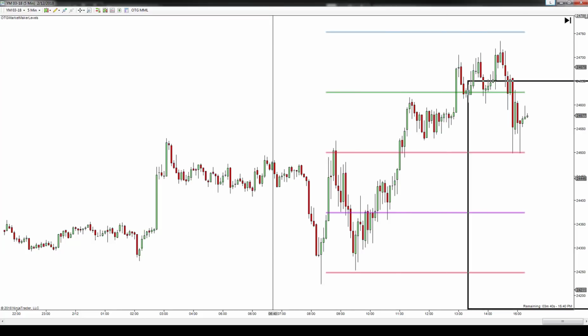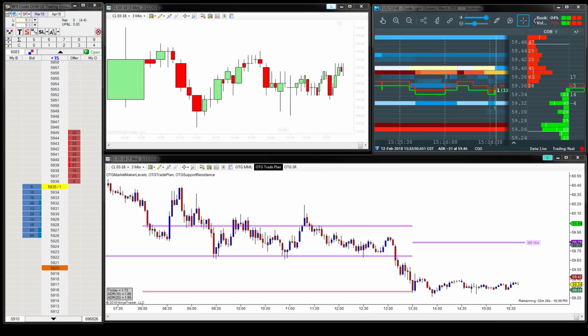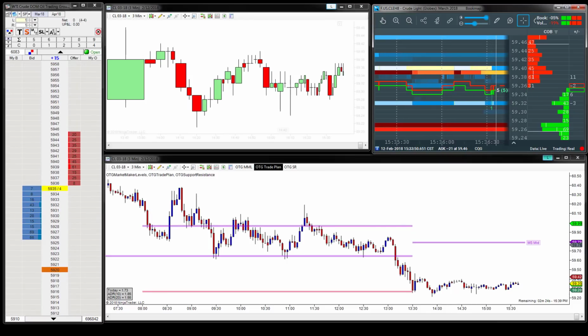Once we teach you the information on these market maker levels, you're able to trade those in other futures markets like you saw there. And they do provide you with some excellent opportunities to get into the market like we showed you today on the ES. So I'm going to let you watch this OTG trade of the day.